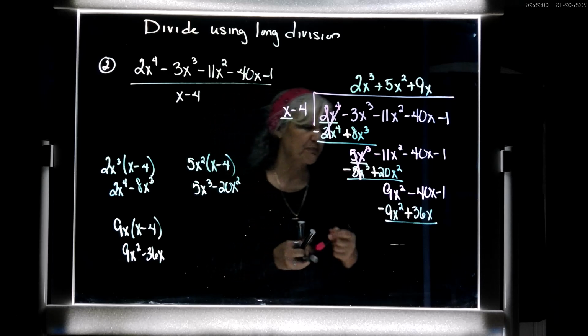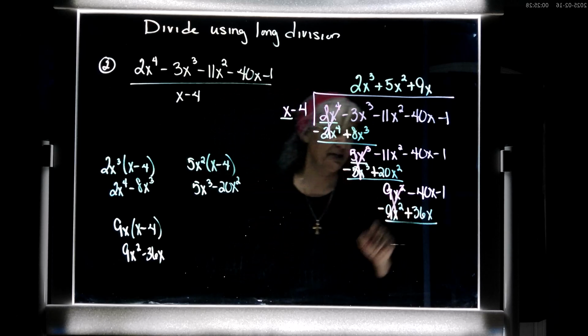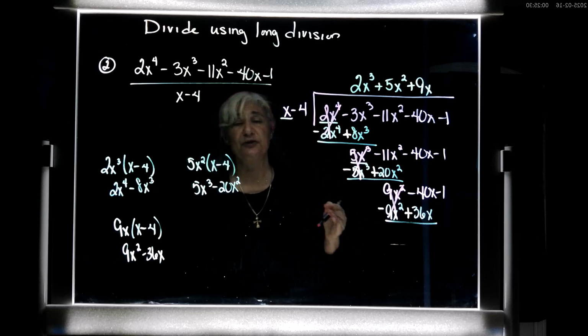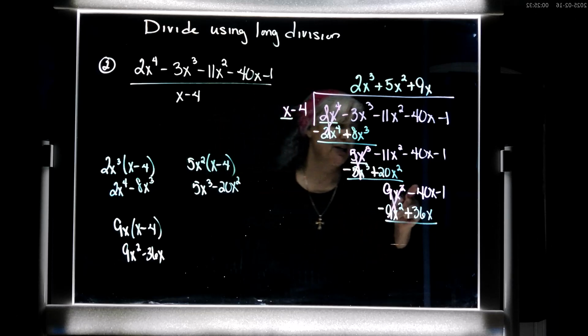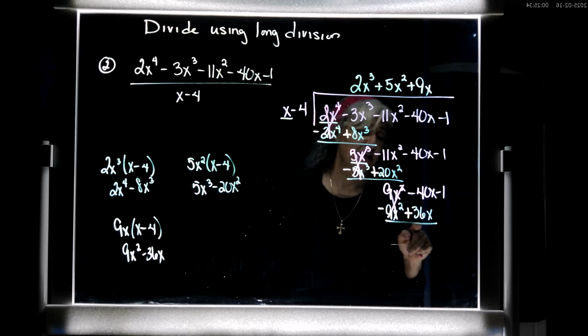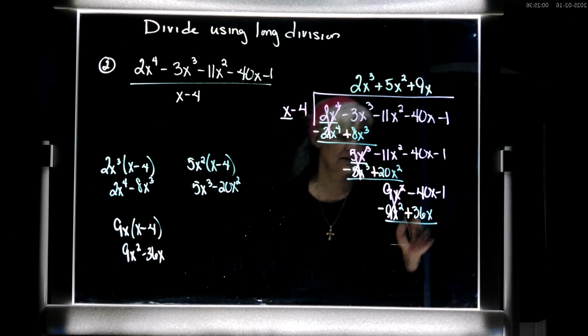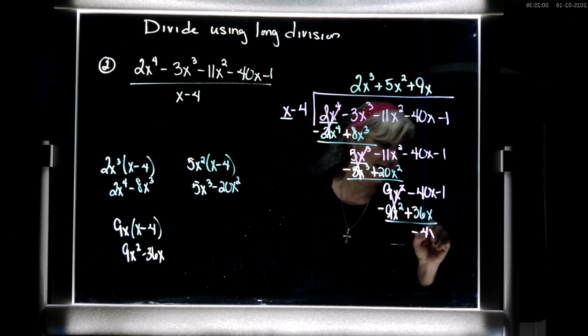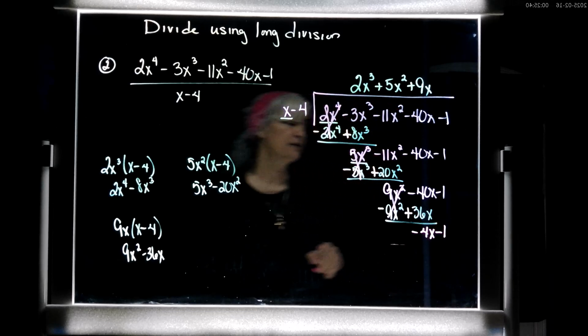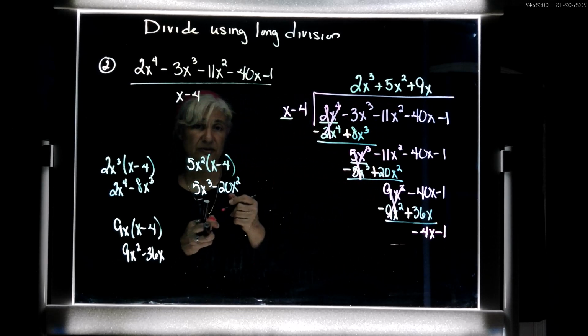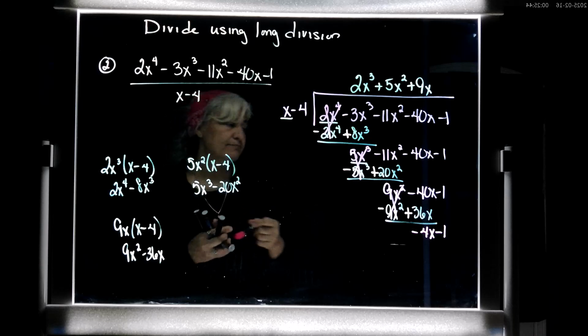Agreed? Yay, first term is dropping out. We're doing something right because the first term keeps dropping out, so that's great. So you have a negative 40x and a positive 36x. Gives you a minus 4x. Bring down the 1. Got it. Now, are we done? Nope.